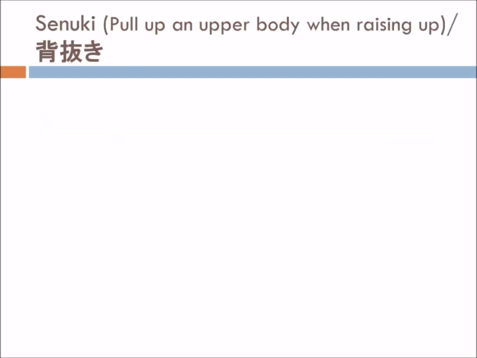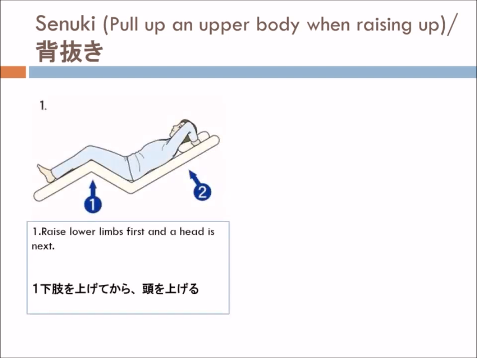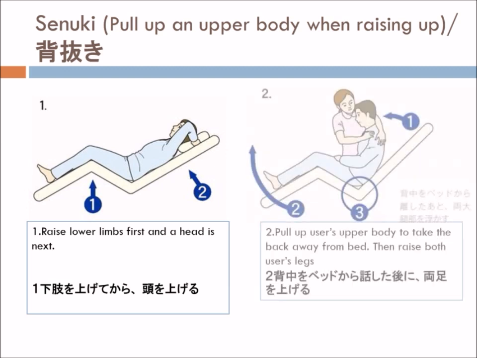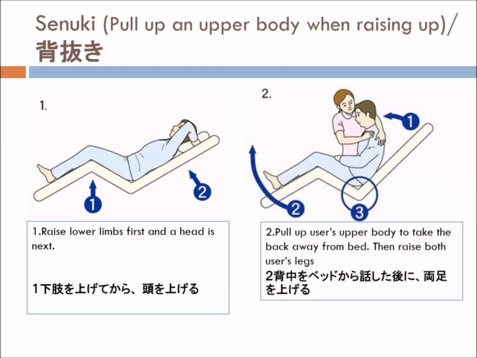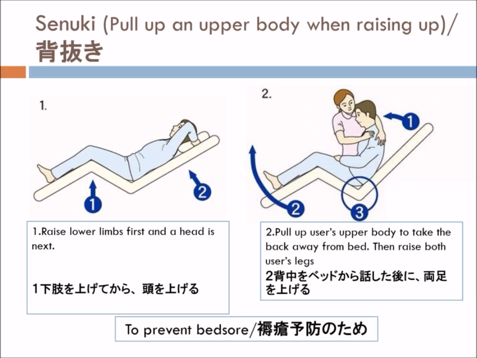背抜き, pull up an upper body when raising up. 1. Raise lower limbs first, and the head is next. 2. Pull up the user's upper body to take the back away from the bed. Then raise both of the user's legs to prevent bed sore.